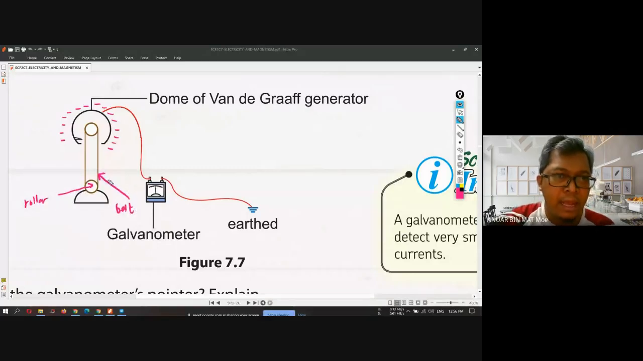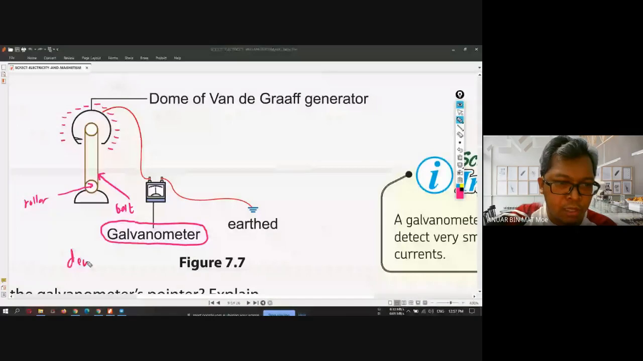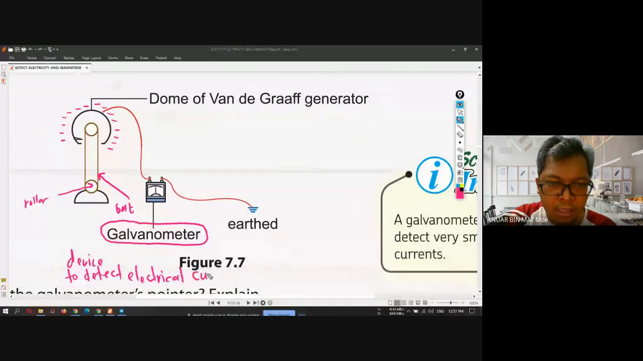Okay, and then this is what we call a galvanometer. The galvanometer here is the device to detect electrical current. Current, C-U-R-R-E-N-T. A galvanometer here is to detect electrical current.